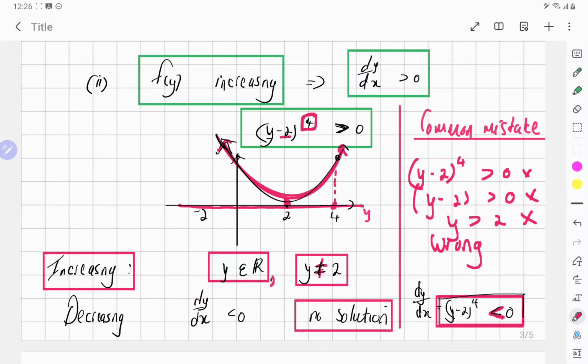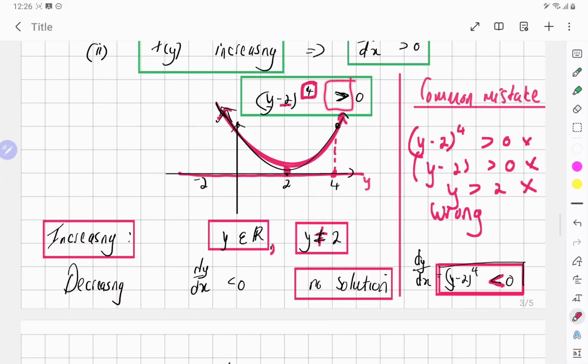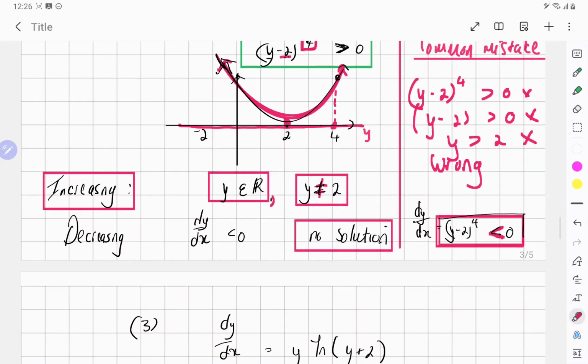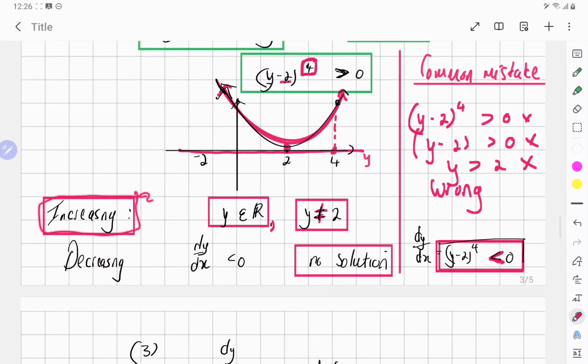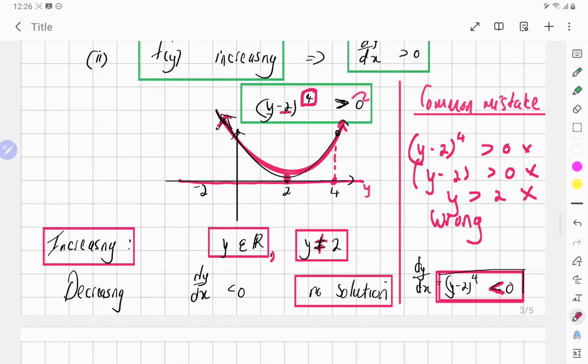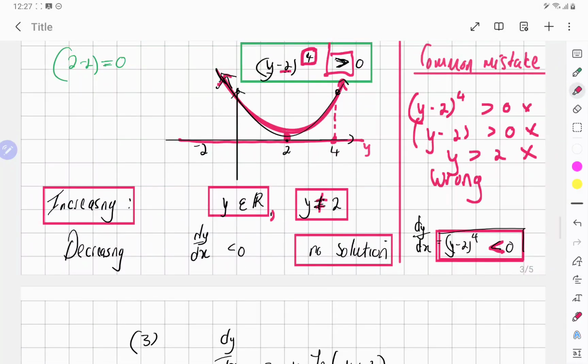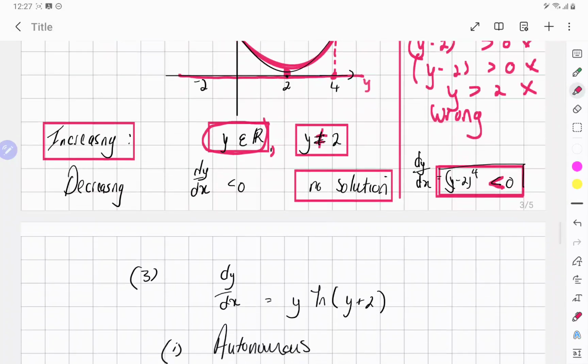Because from school, I don't know if you remember, but when we have an even exponent, our graph will look like that, and our function is above the horizontal axis. So increasing for all real numbers except 2. Why except 2? Because remember, when we substitute 2 in, we will get 0, but we want greater than 0. So it is true for all other real values.